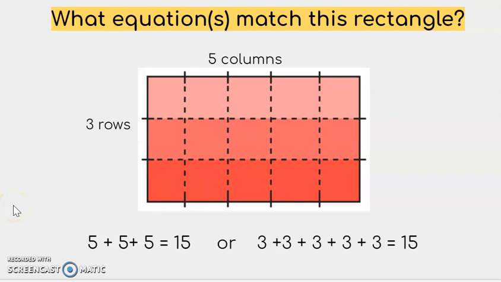And either equation, or maybe you came up with both, that match this rectangle would be 5 plus 5 plus 5, because each row has 5 squares, and altogether there are 15. So that's one equation you could have come up with. The other equation would be 3 plus 3 plus 3 plus 3 plus 3 equals 15. And that comes from 3 in each of these 5 columns. So either of these equations would match the way this rectangle is partitioned.